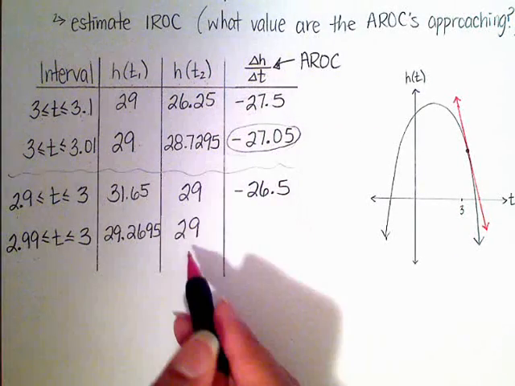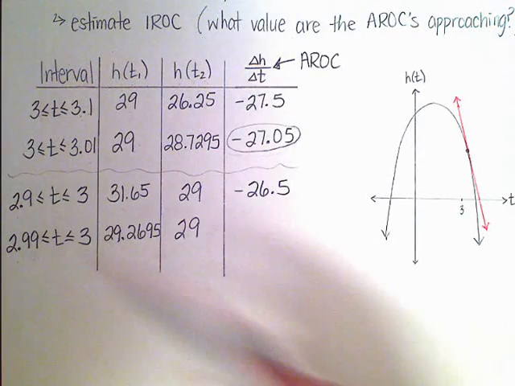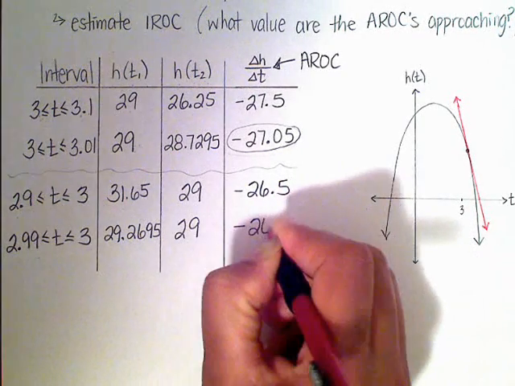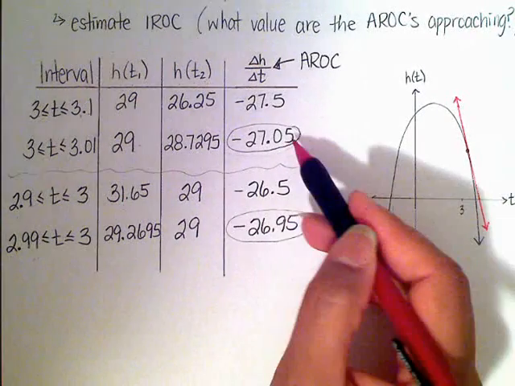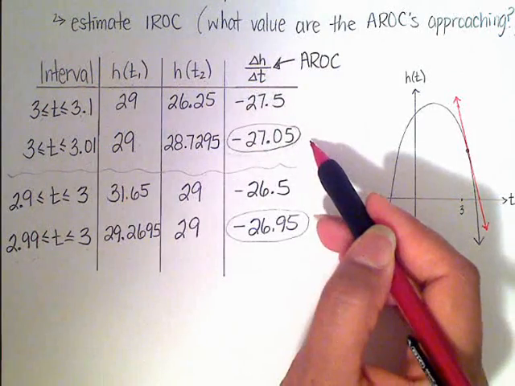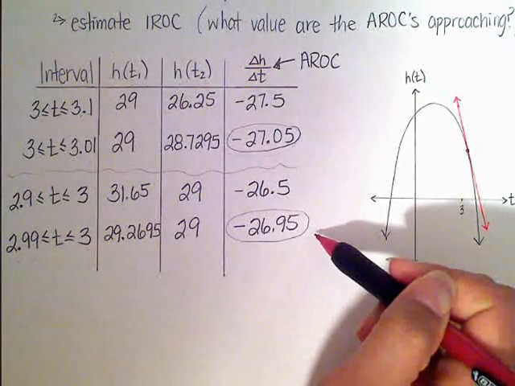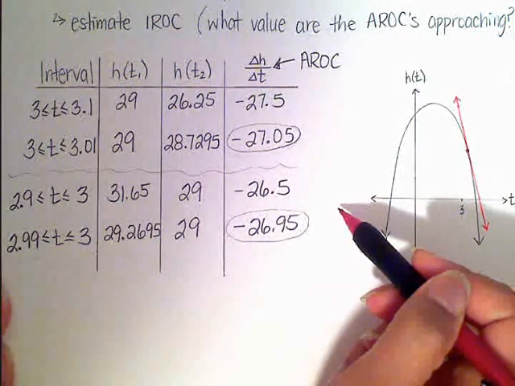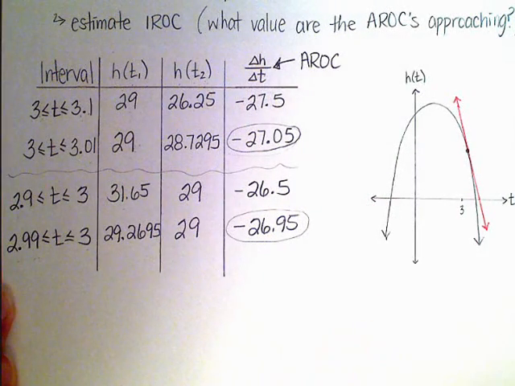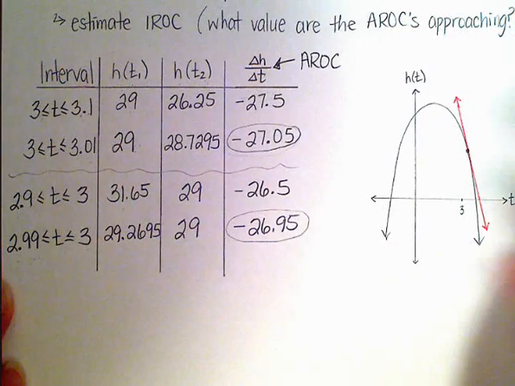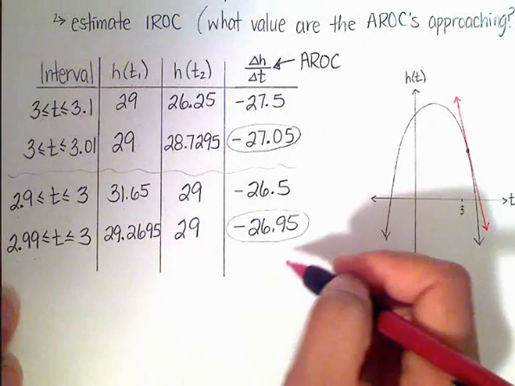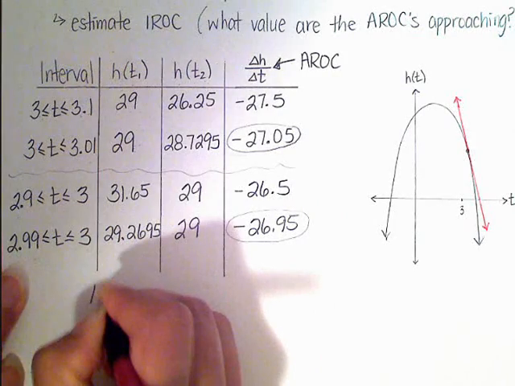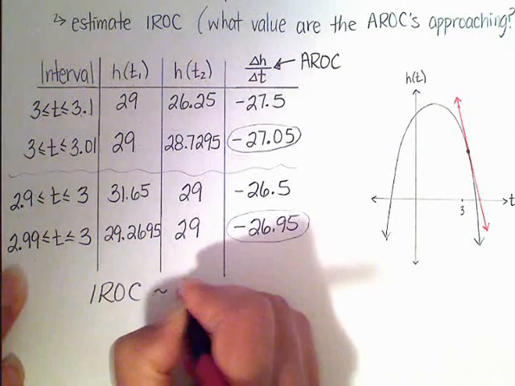And then I'll do the same thing again. Change in height over change in time. And I get negative 26.95. So this is the smaller interval from the left, and that's a smaller interval from the right. And you can see that the average rate of change is sort of approaching a similar value. And in this case, you can see that the average rate of change is sort of approaching negative 27. Okay? So going back to the question, it says estimate the rate of change in the object's height at 3 seconds. And so we can estimate the instantaneous rate of change to be approximately negative 27.